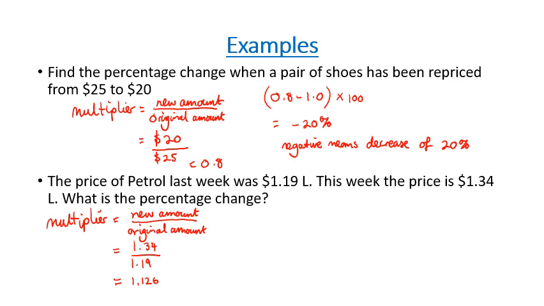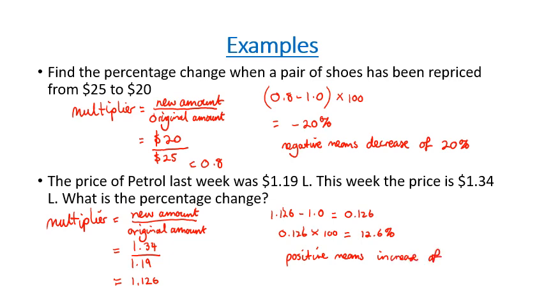So now I take my multiplier, 1.126, I take away 1.0, so that's going to give me 0.126. Remember that I have to multiply my answer by 100, and that's going to give me positive 12.6%. I know this is positive, and that means an increase of 12.6%.